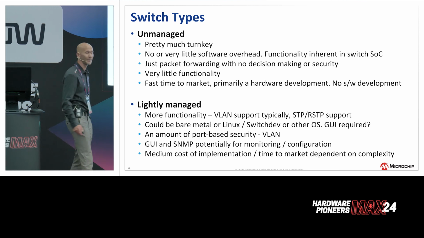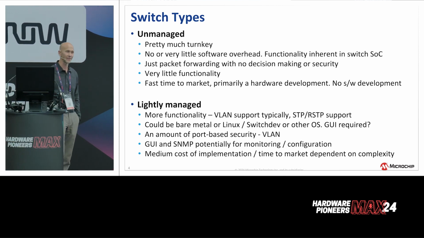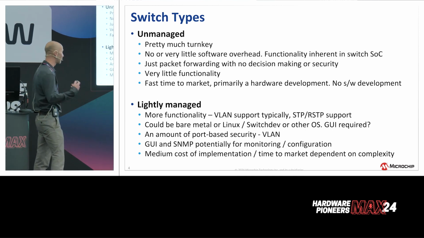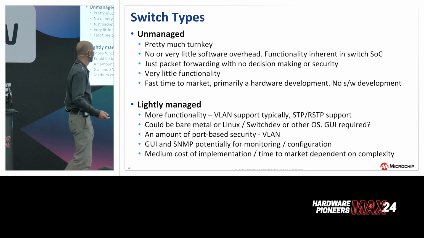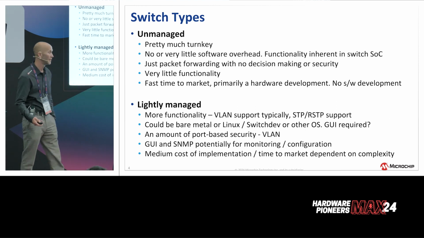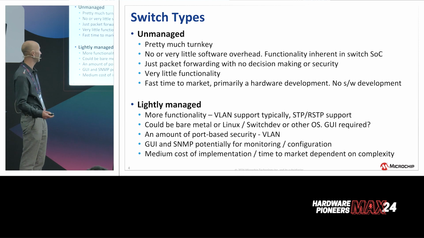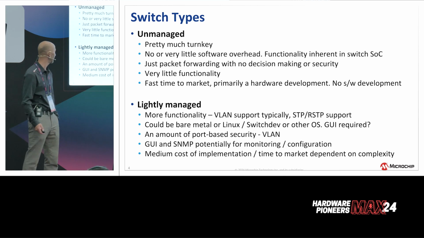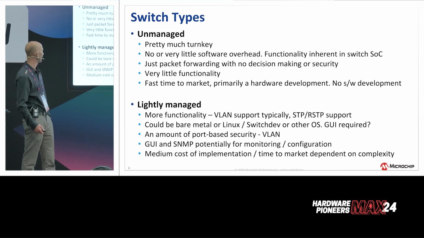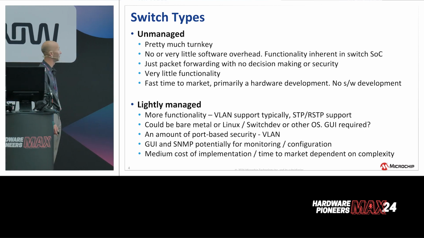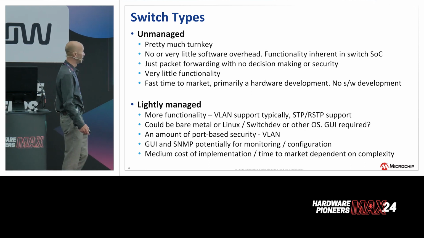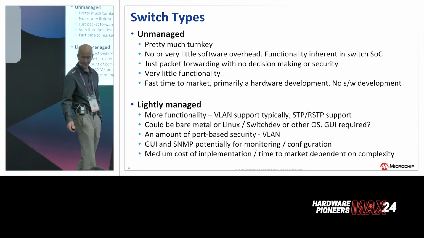We then move on to the lightly managed switches. These have more functionality, so you may get VLANs, so be able to run private LANs effectively over the public network that you are creating. These could run bare metal. They could have a Linux distribution with switchdev, or they could have another OS. They could be configured via a command line CLI, command line interface, or a GUI. Some amount of port-based security, so coming back to the VLAN. And they might have a GUI or simple network management protocol for monitoring and configuration. Generally, these are medium cost to implement, and time to market really depends on the complexity.